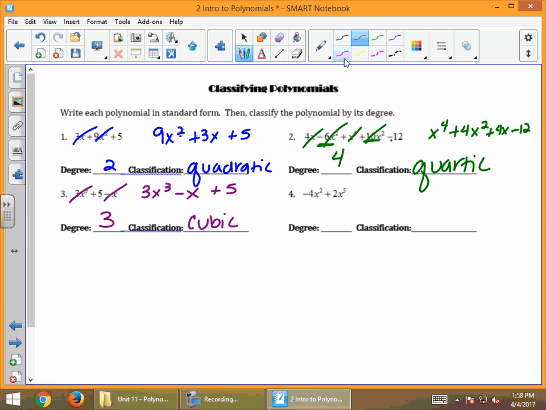And the last one, which one's larger? 2x to the 5th. So pretty much they just trade places. And then the minus 4x squared goes after. What's the degree? 5. If it has a degree of 5, we would call this a quintic. Questions over there?